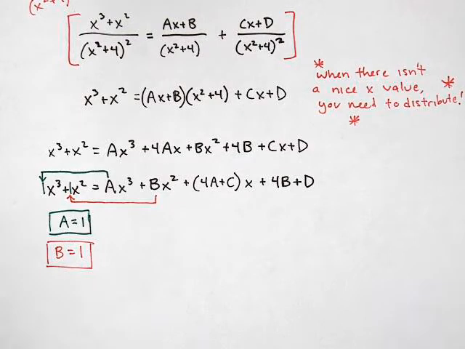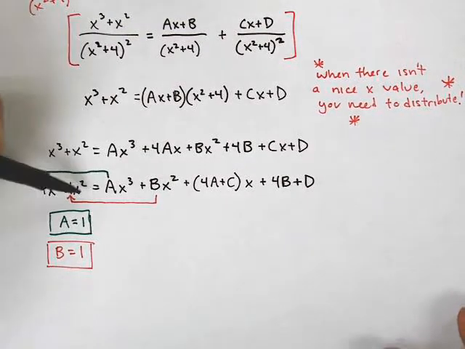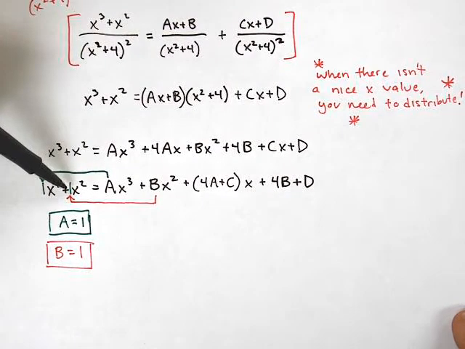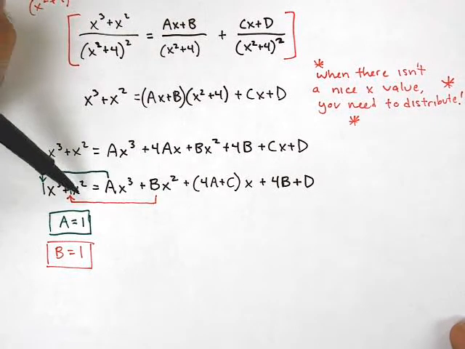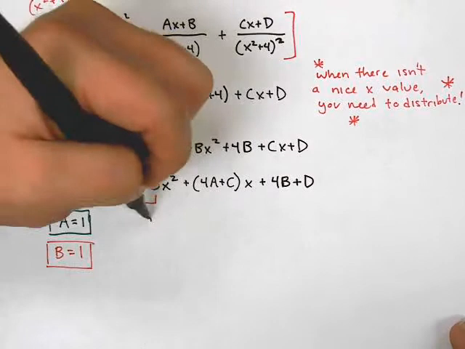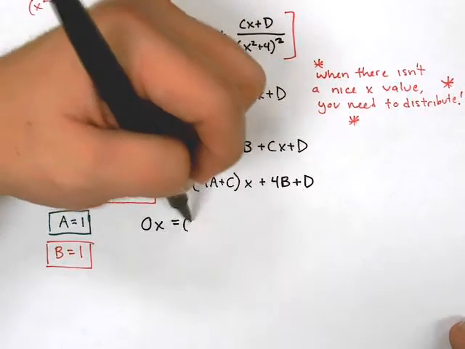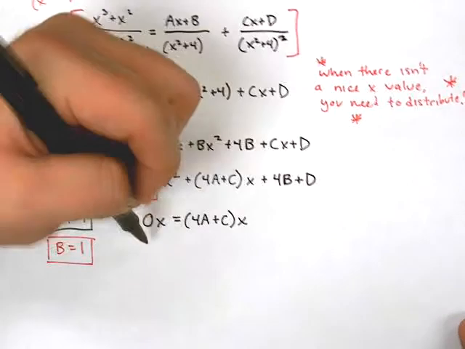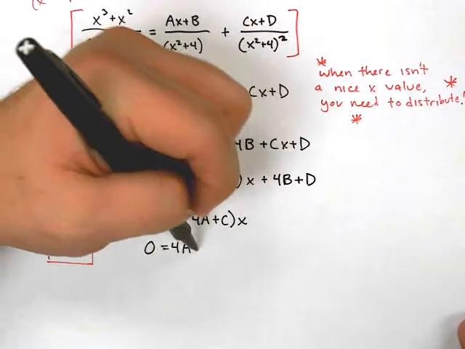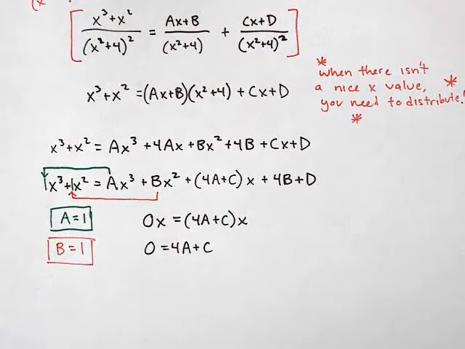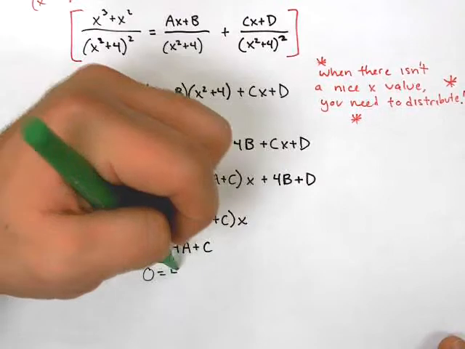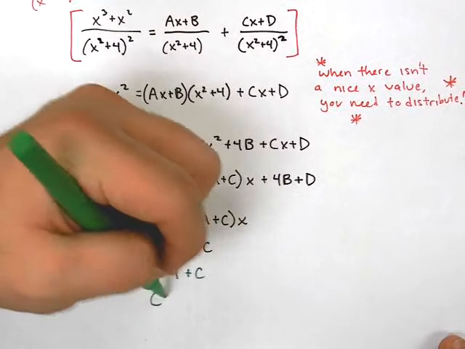of think through this, because do I have any x's on the left side? I do not. Okay, I do not have any x's. So that means that I know 0x has to equal 4a plus c times x. Well, get rid of those x's. Just say 0 equals 4a plus c. And what else can we do? I already know a. I already know a is 1. So 0 equals 4 plus c, or c equals negative 4.